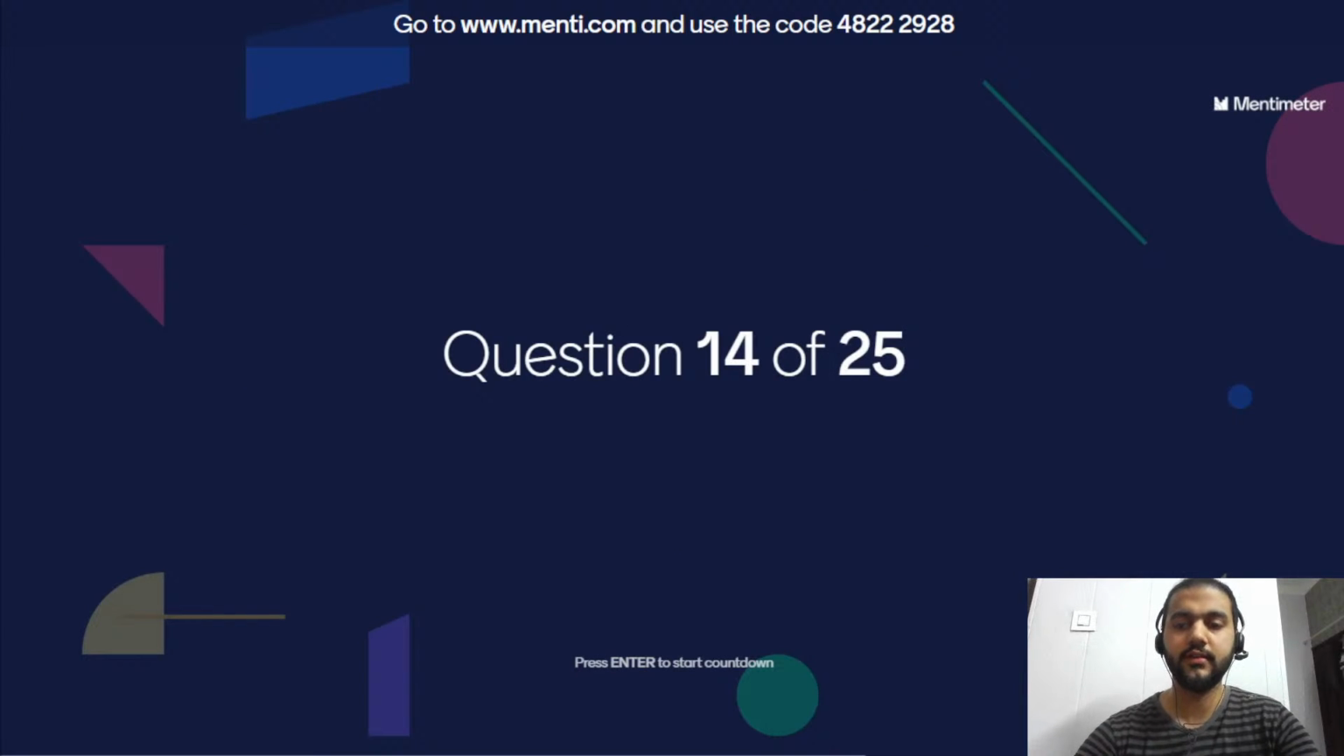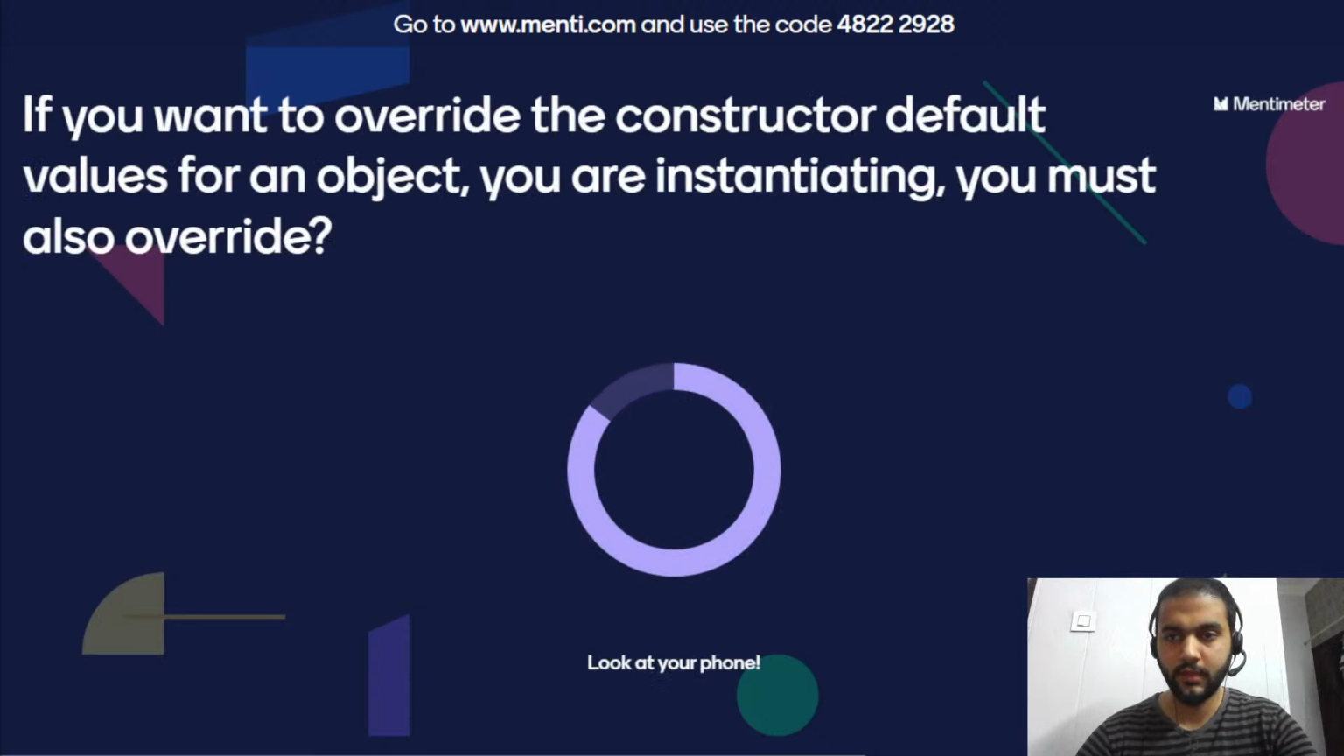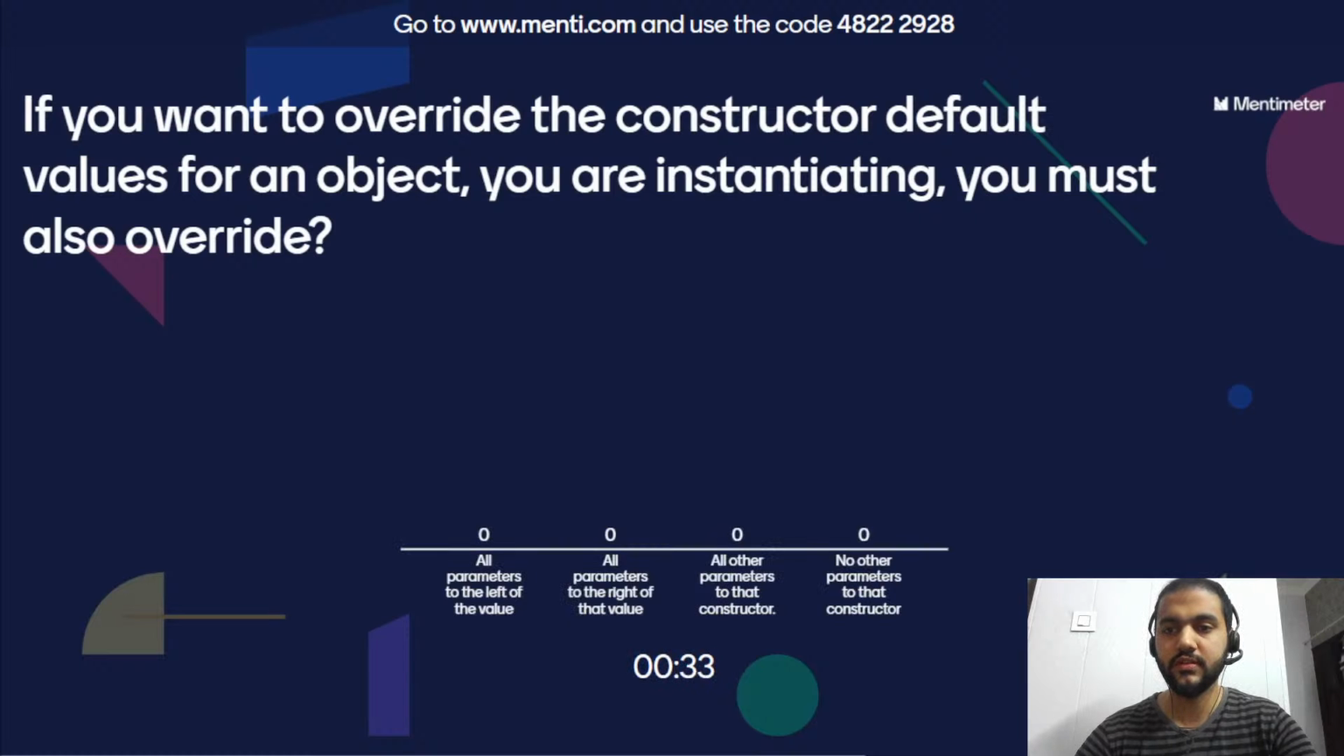Question number 14 guys. So if you want to override the constructor default values for an object you are initiating, you must also override A, all parameters to the left of the value. B, all parameters to the right of the value. C, all other parameters to that constructor. D, no other parameters to that constructor.